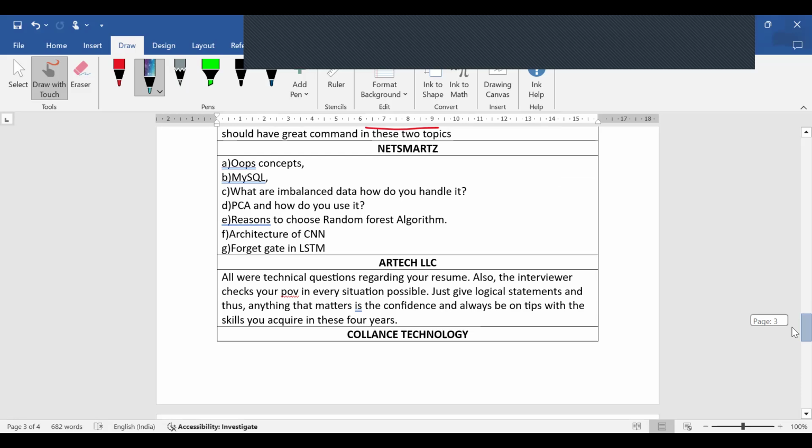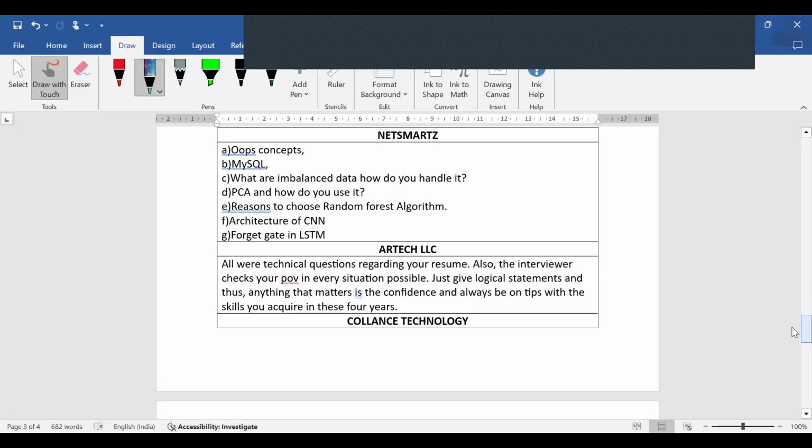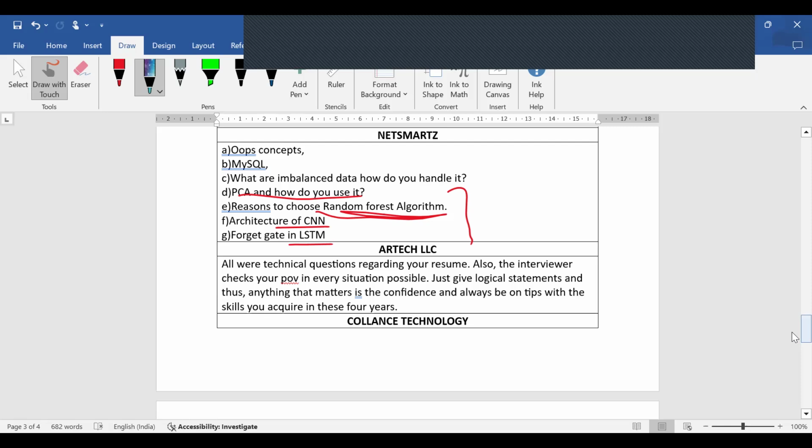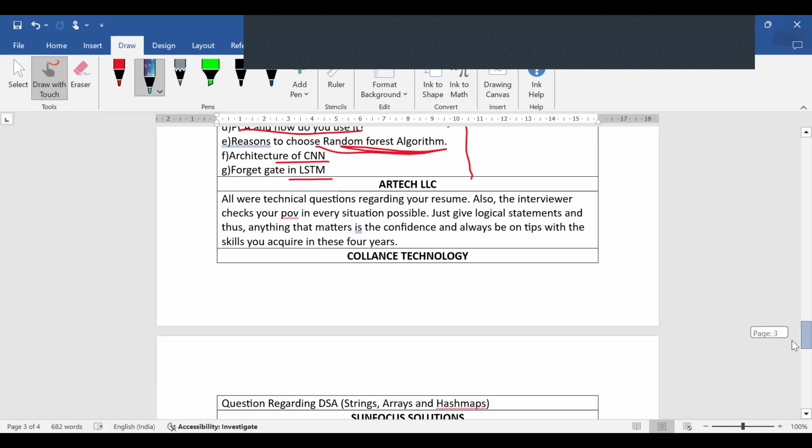Then we come to the next one, that is NetSmarts. So again, OOPS concepts, MySQL, what is imbalanced data and how do you handle it? Then PCA and how do you use it? Reasons to choose the random forest algorithm. Then the architecture of CNN and LSTM when we go for machine learning. Then we come to our next company, that is RTech LLC.